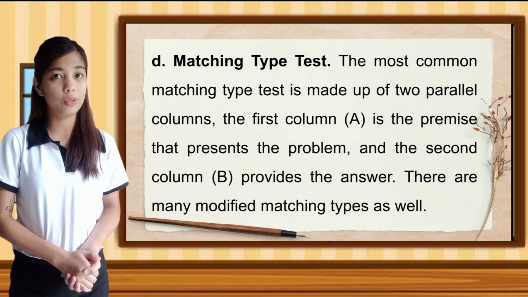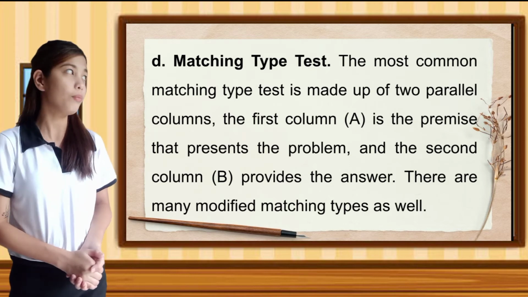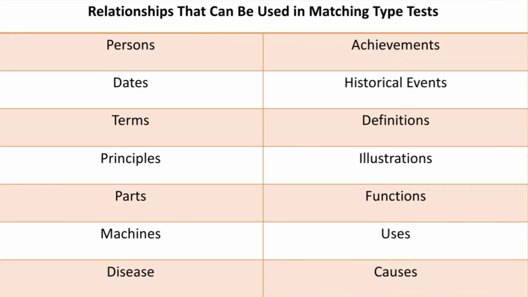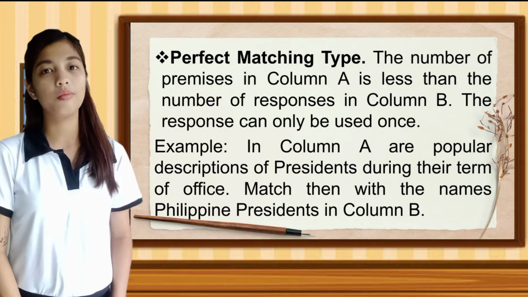Some of the relationships that can be matched are found in this matrix. Persons and their achievements. Dates and the historical events that happened on that specific date. Terms and definitions. Principles and their illustrations. Parts and their functions. Machines and their uses, and lastly, disease and its causes.